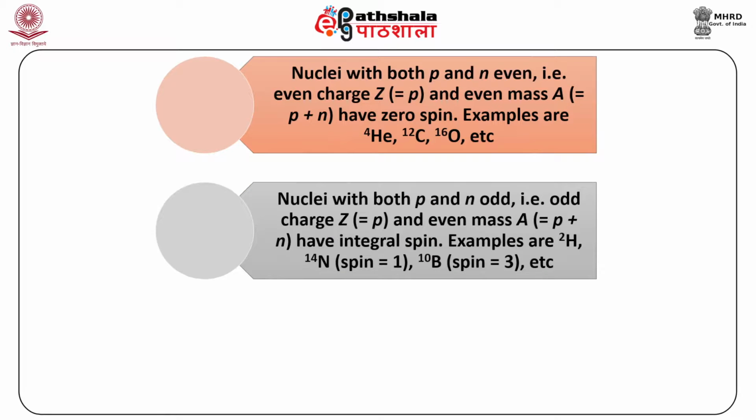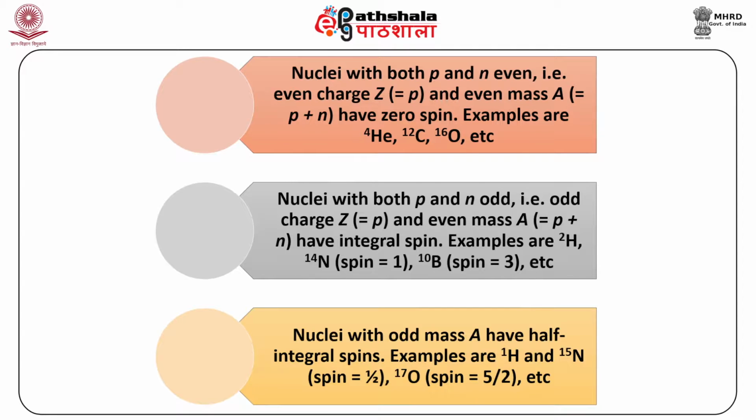Nuclei with both p and n odd, that is odd charge Z, which is equal to p, and even mass A, that is p plus n, have integral spin. Examples are deuterium 2H, 14N, spin is equal to 1, 10B, spin is equal to 3. Nuclei with odd mass A have half integral spins. Examples are 1H and 15N, spin is equal to half, and 17O, spin is equal to 5 by 2, and there are other such examples.